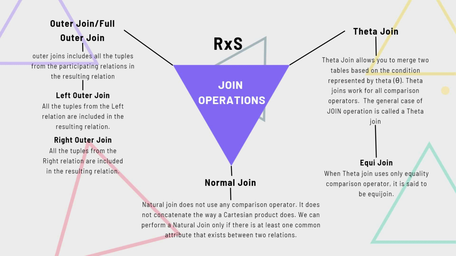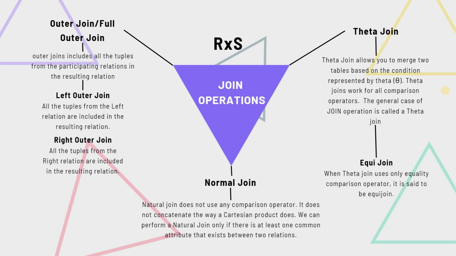When theta is used as an equality operator, it is called equijoin. Normal join neither compares nor concatenates the tables. Instead, it combines the tables if they have at least one common attribute or column. Both normal join and theta join can be considered inner joins. Outer join, or full outer join, shows all the values of participating relations regardless of any condition.